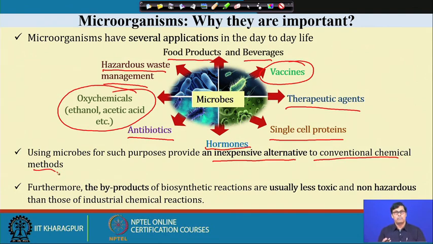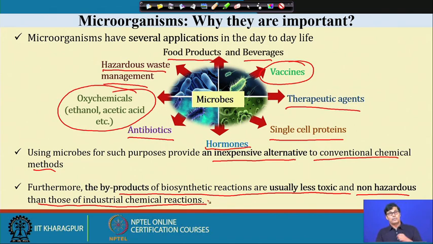This is a very important thing that we have. And further, the byproducts of biosynthesis reactions are usually less toxic and non-hazardous compared to other industrial chemical reactions. Because if you look at industrial chemical processes, when you get a certain product, along with the main product we also produce some kind of byproduct which has a hazardous effect on the environment. That kind of problem we have very little of in the biochemical industry, and that is why these processes are more or less environmentally friendly.